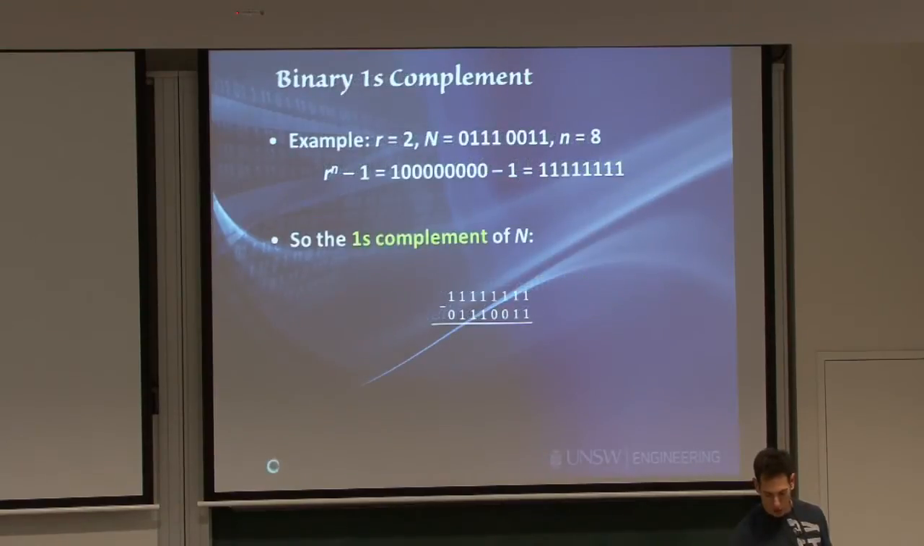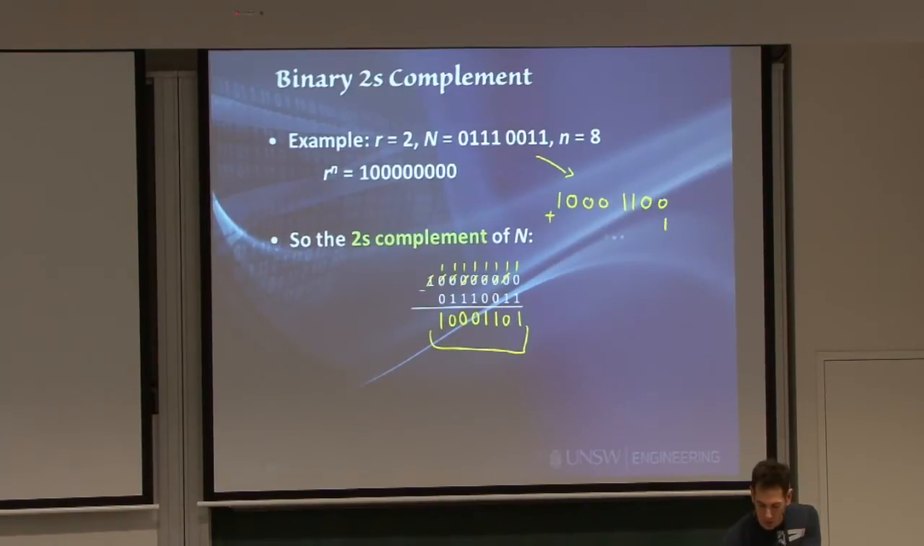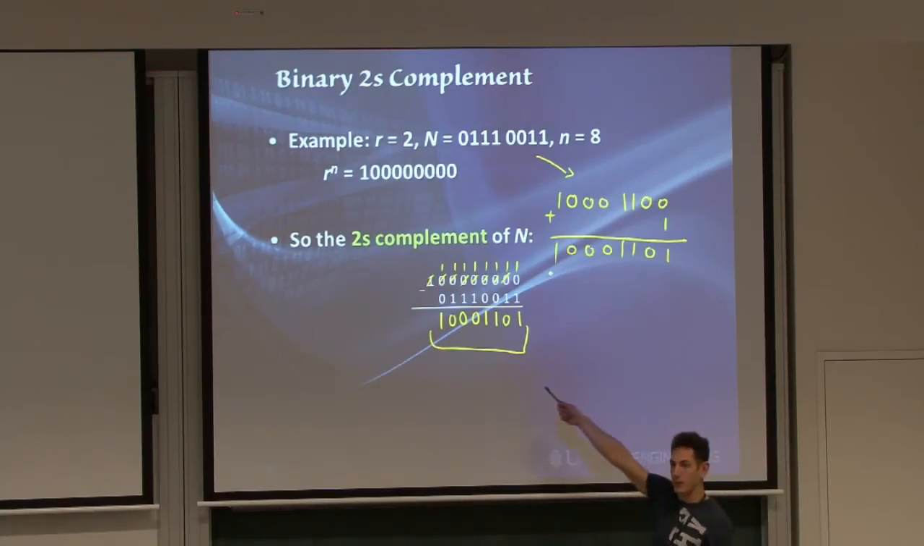So going back to here, this is the long way of doing this. The quick way of doing this is to take the original number. I'll invert all the bits to begin with, so 1, 0, 0, 0, 1, 1, 0, 0. And then I'll add 1, so this is the ones complement. I'll add 1 to get the two's complement, which is the same thing as I got the long way.